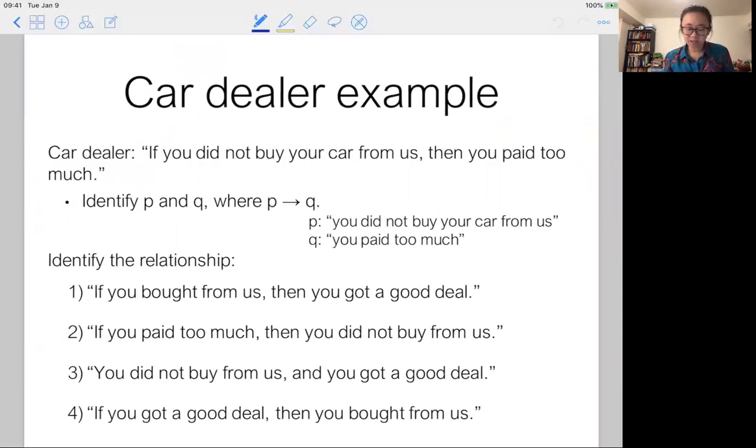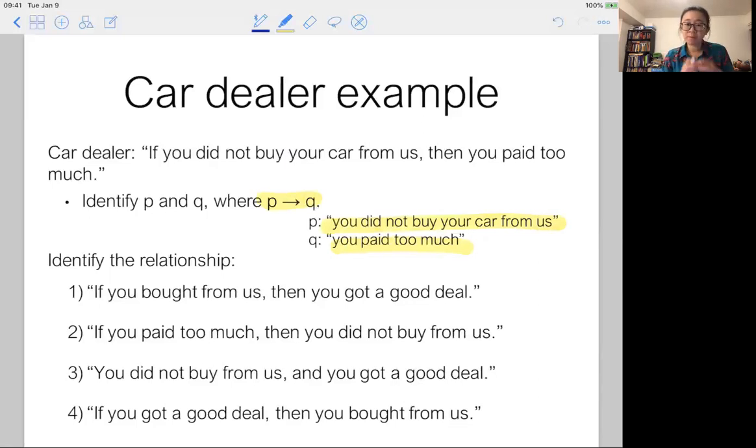So my variable P is a statement, you did not buy your car from us. And Q is you pay too much. So the car dealer basically made a statement about implication, which is P implies Q. I don't have to write it because it's already here. And now let's translate back into the following relationship.